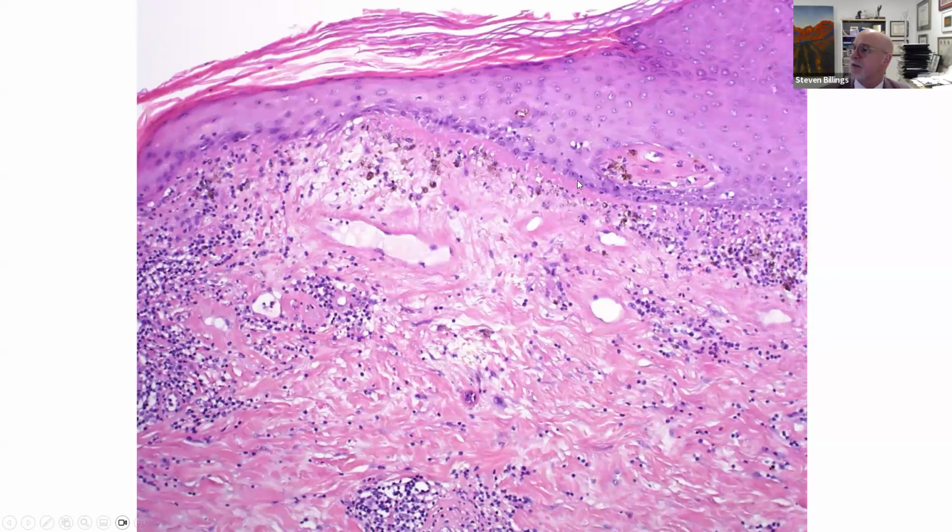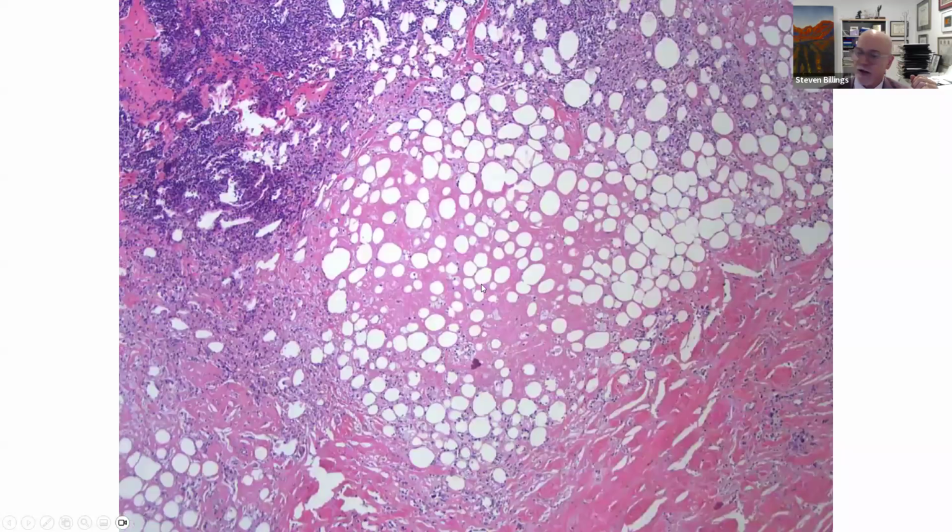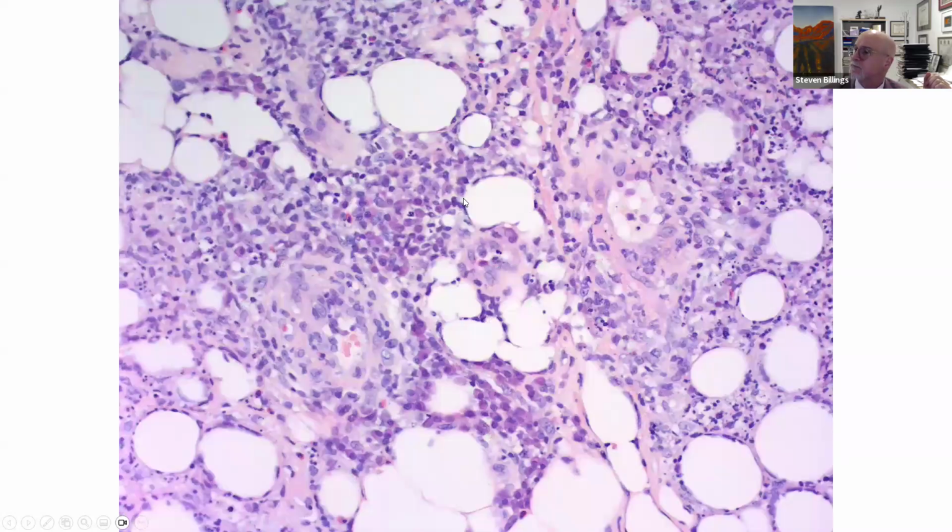You can see this thickened basement membrane and evidence of interface change, as well as this perivascular infiltrate and some dermal mucin deposition. At higher power, as we go down to the fat lobules, you can see these prominent lymphoid aggregates. This one has some germinal center formation. And this is what we mean by the hyaline sclerosis involving the fat. That's a very characteristic finding of lupus paniculitis.